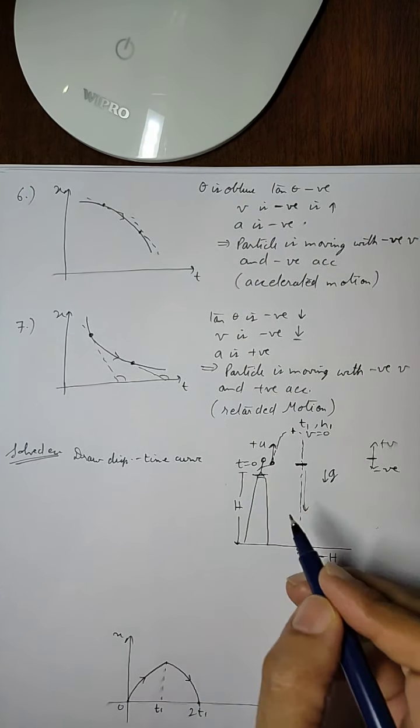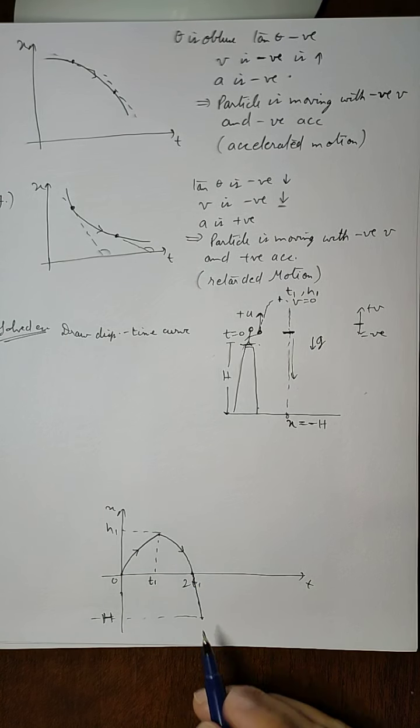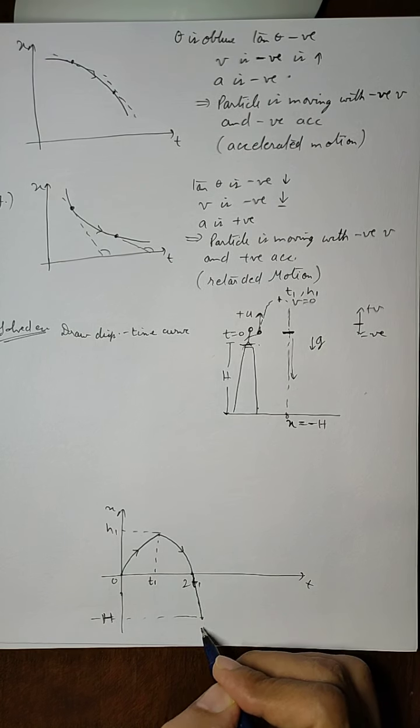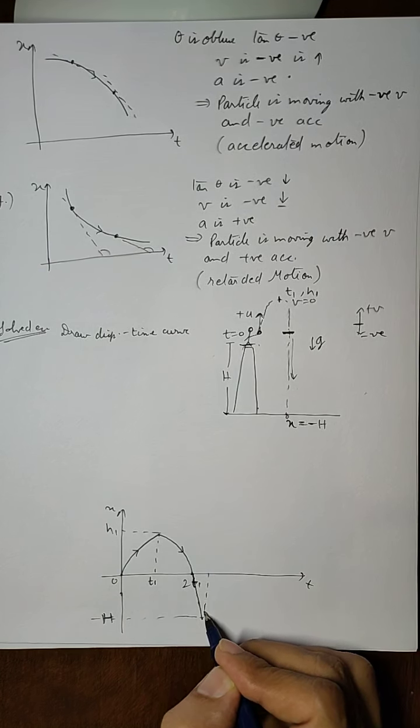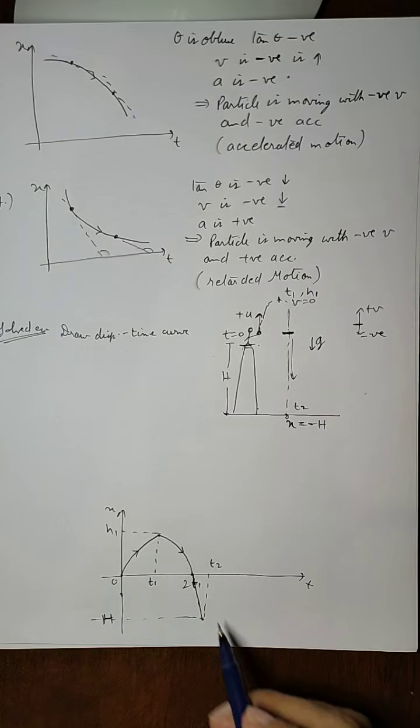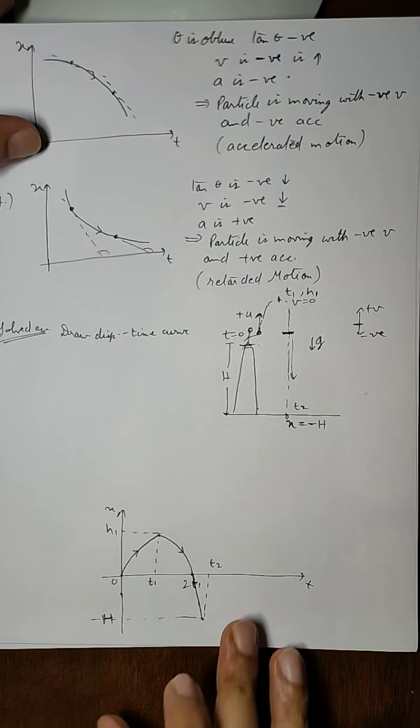it reaches displacement of minus h. So this will be the displacement h1, and this will be displacement minus h, and this will happen at time, let us say it reaches the ground at time t2. So this will be the curve for this particular problem.